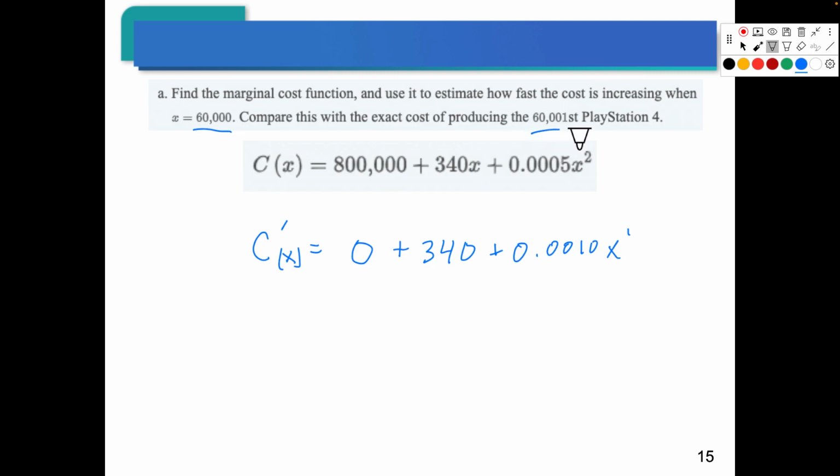To find out how much it would cost us. Yes, sir. Wouldn't it be 0.3025? Never mind. Okay.